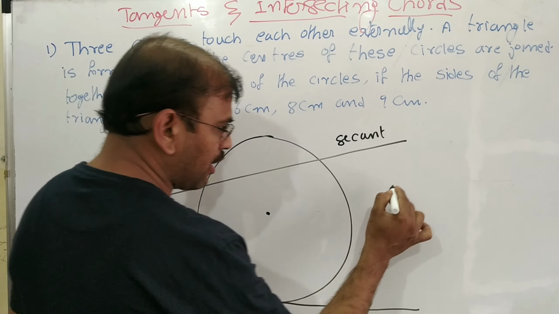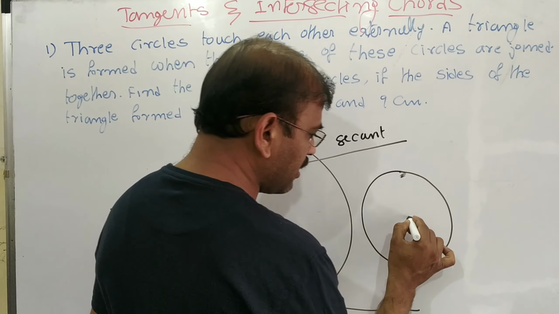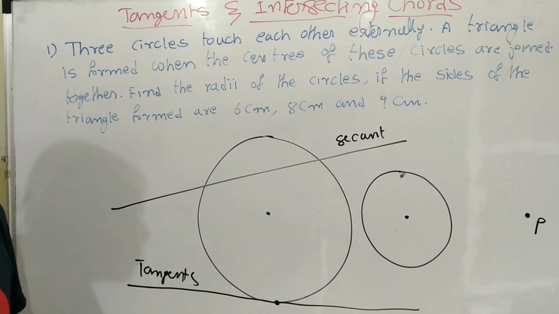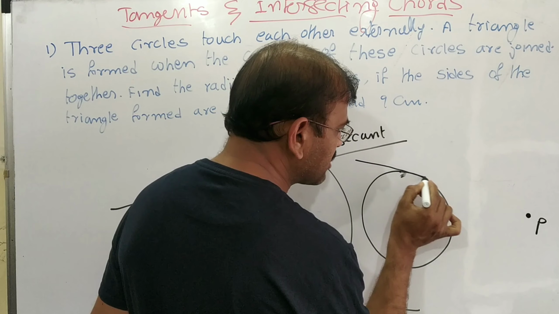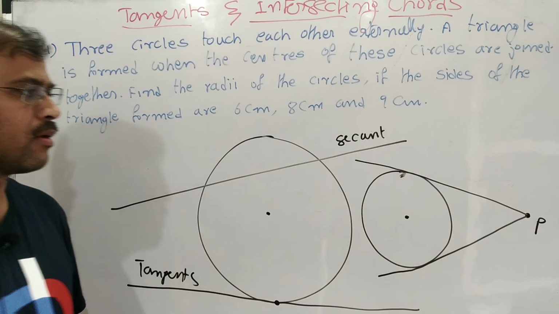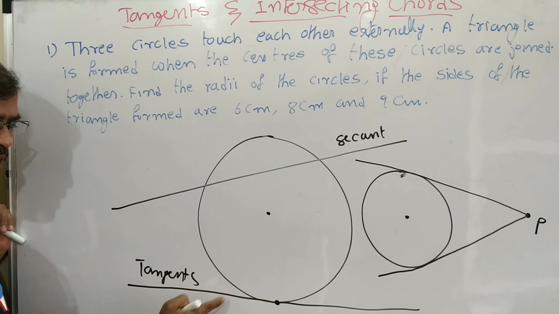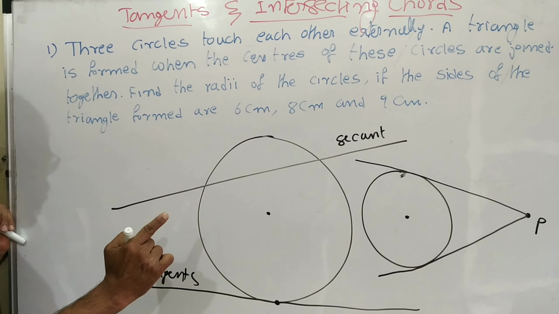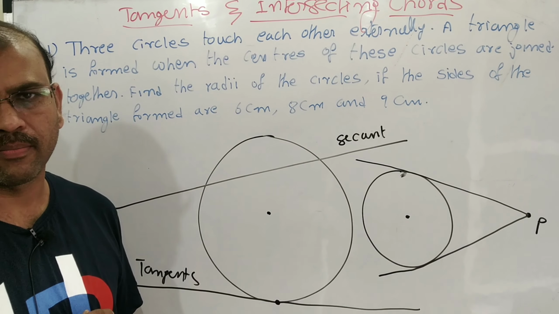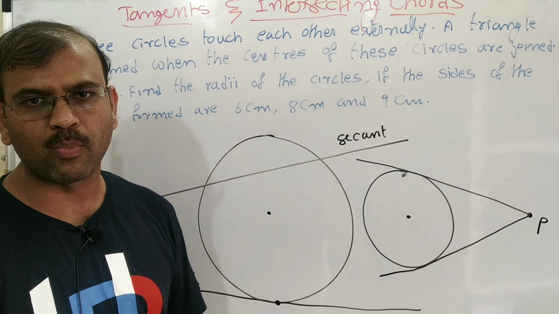Now similarly, let me consider one circle. For this circle, from the exterior point P, I can draw 2 tangents to the circle. That means what you need to understand is, if a tangent touches the circle at only one point, then we can draw only one tangent. From the exterior point, we can draw 2 tangents to the circle.